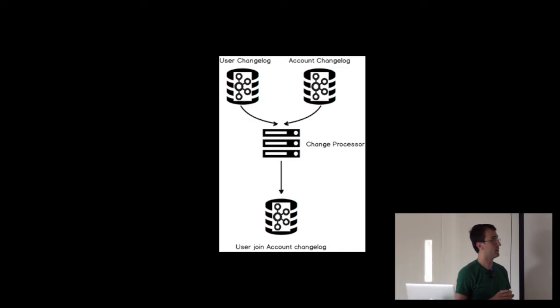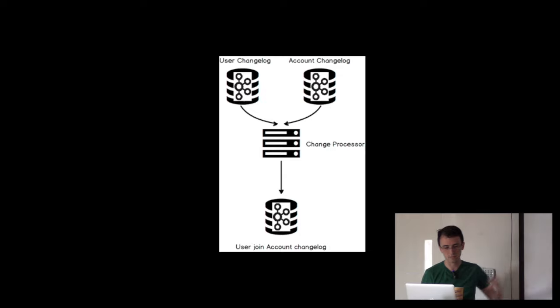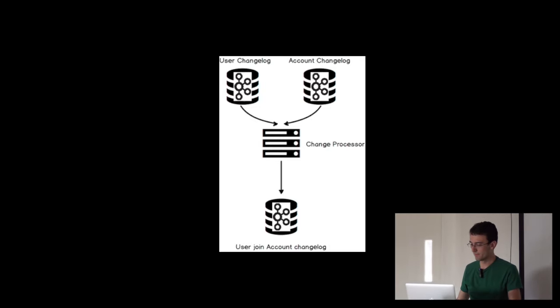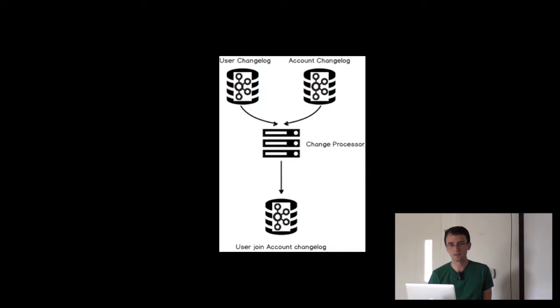So let's say we have one of these streams of changes, say the user change log from the beginning of time and the account change log from the beginning of time. You could merge those together into a user or account change log. So with that data, you would have a new stream that was anytime a user changed or an account changed. And it would be sort of like a SQL command: select star from users join accounts where account ID matches.